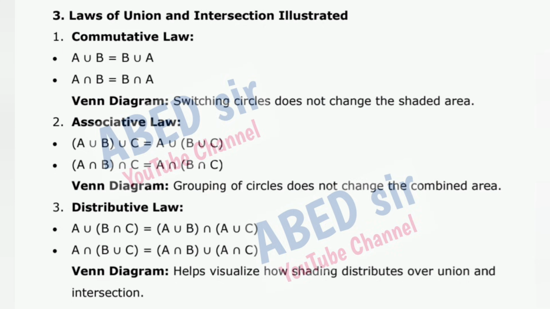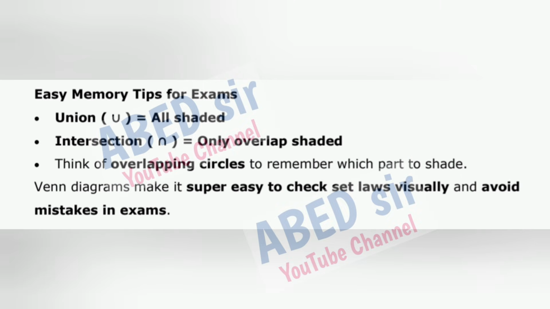Distributive law: A ∩ (B ∪ C) is equal to (A ∩ B) ∪ (A ∩ C). Venn diagram helps visualize how shading distributes over union and intersection. Easy memory tips for exams. Union is equal to all shaded. Intersection is equal to only overlap shaded. Think of overlapping circles to remember which part to shade. Venn diagrams make it super easy to check set laws visually and avoid mistakes in exams.